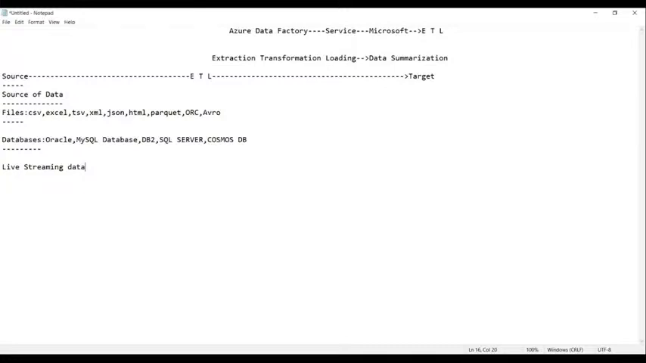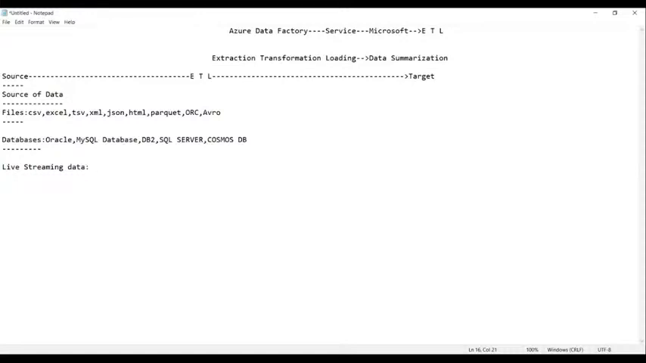Or for example, a live cricket match. We always see live cricket matches. The score changes every minute, every two minutes. Likewise, constantly changing live data is nothing but live streaming data. The data which streams live is called live streaming data, so we can get data from live streaming as a source.